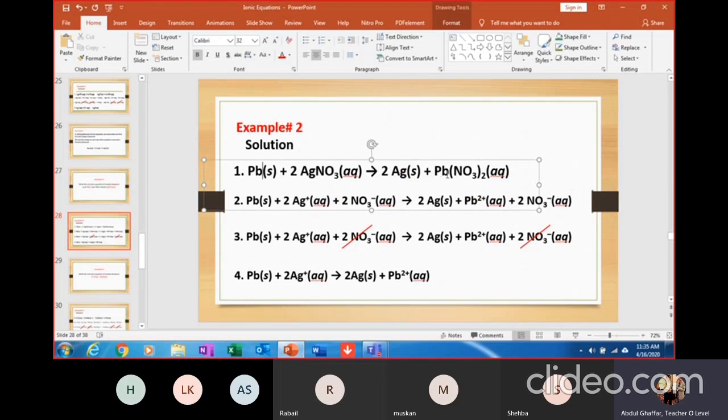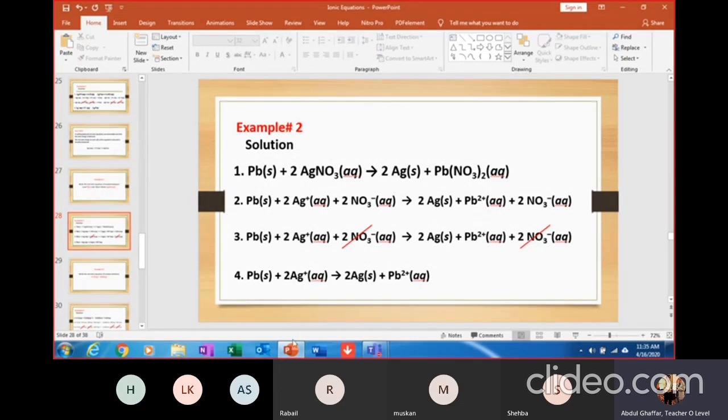Lead is 1. I told you right now how to balance the chemical equation. Silver is 2, nitrogen is 2. Look at here, nitrogen is 2, and oxygen is 6, oxygen is 6. So this is the complete balanced equation. Then we have to break the equation into, we can say, ionic form.